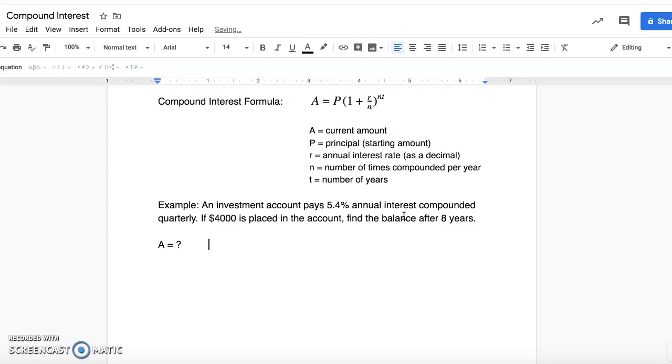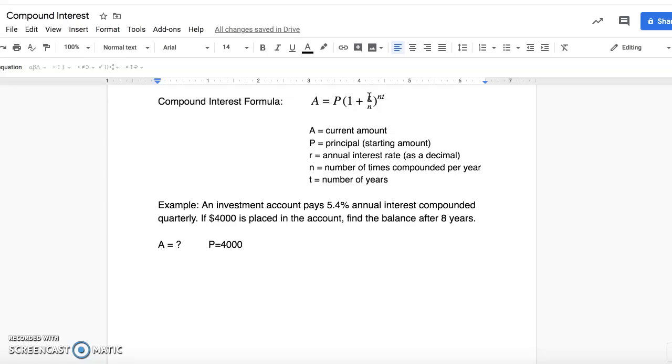Okay. Next up, let's see if we are given P. So P is the principal, the starting amount. Okay. So the starting amount is how much I'm going to open my account with. Here it is, $4,000 placed in the account. So P's 4,000. Okay. Next up, we get this 1 plus. This is always 1 plus. I don't need to think about that.